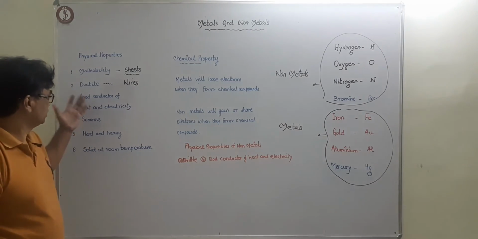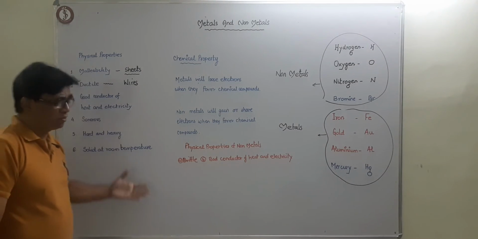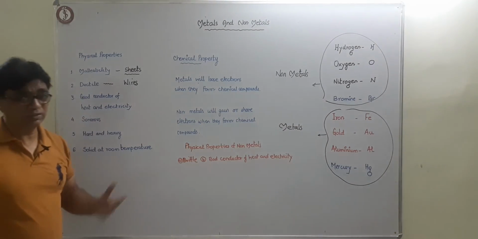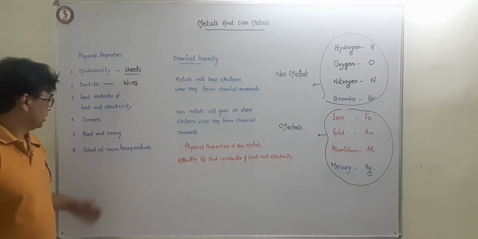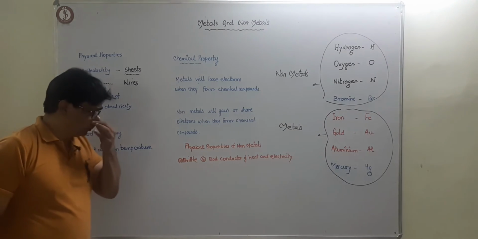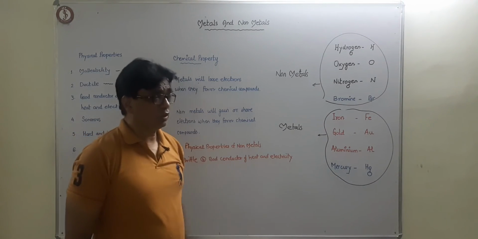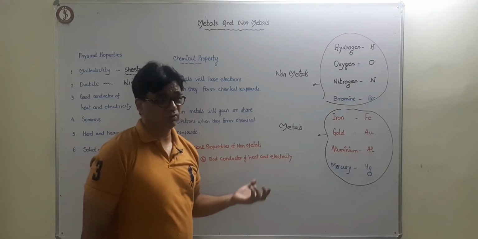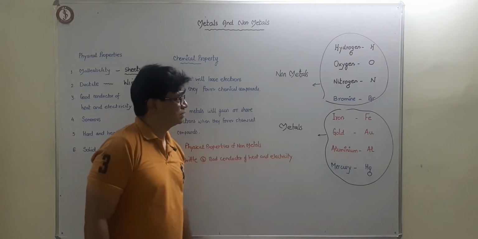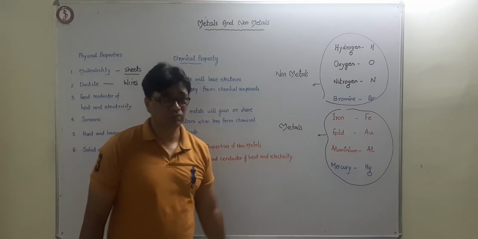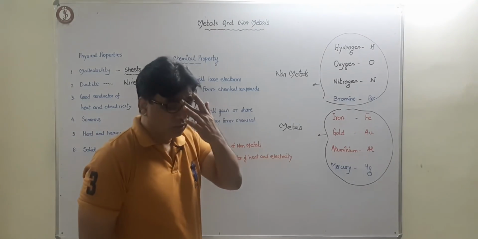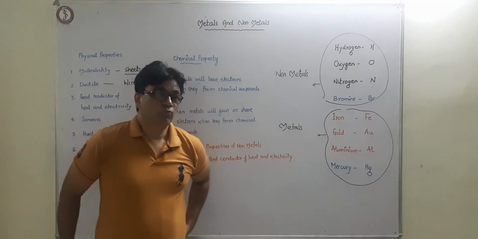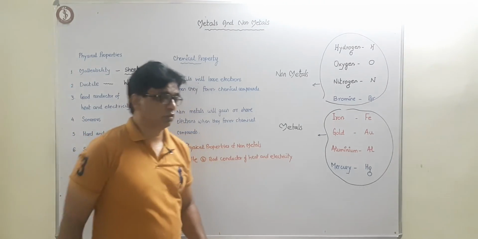Then ductility, they are non-malleable, they are non-ductile, they are non-sonorous. When they are hit they do not make any good sound. At room temperature, non-metals can be of all the three types. They can be gaseous, like hydrogen, oxygen and nitrogen are gases, bromine is liquid, carbon may be solid. Now we talk in terms of a few more pieces of information, like some exceptions.